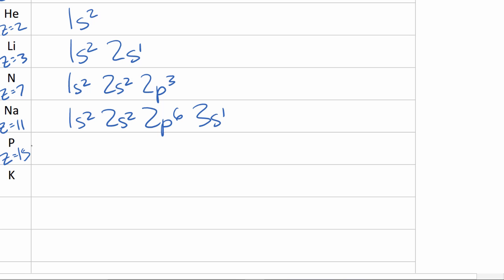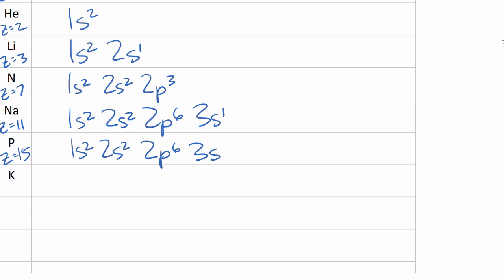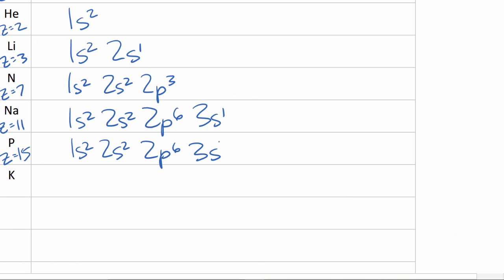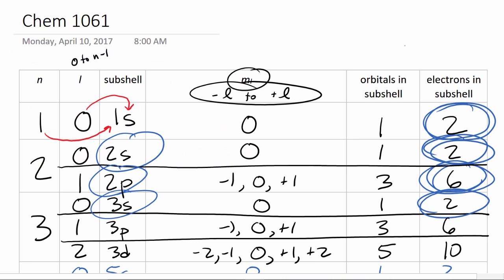Next one, we have an atomic number of how much? 15. Which means it has 15 electrons. So you put in 1s2, 2s2, 2p6. The 3s sublevel now will hold up to 2 electrons. So we can go up to 3s2, which now gives us a total of 12. We need how many more? 3 more. And the next sublevel available is the 3p.